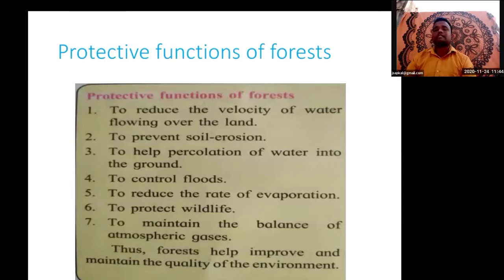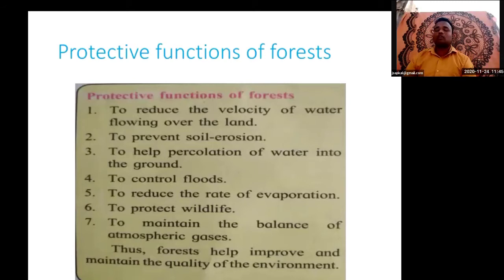Another, we can say it prevents soil erosion. It helps the percolation of water, to seep into the ground. It controls floods. Whenever heavy rainfall comes, it helps to control the floods and to reduce the rate of evaporation. It controls the evaporation of underground water.